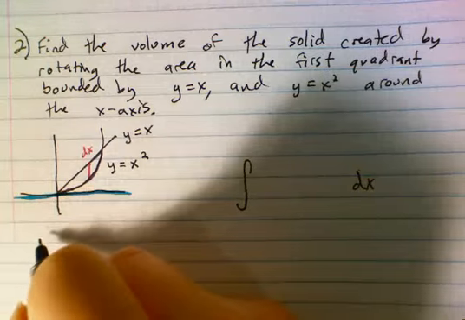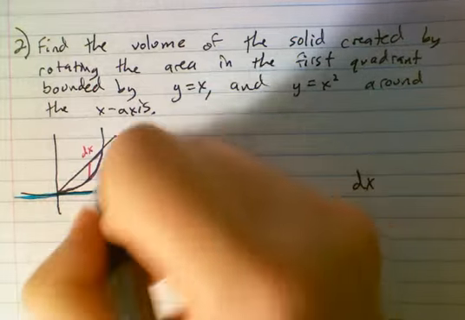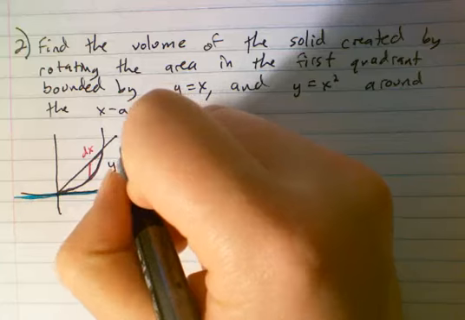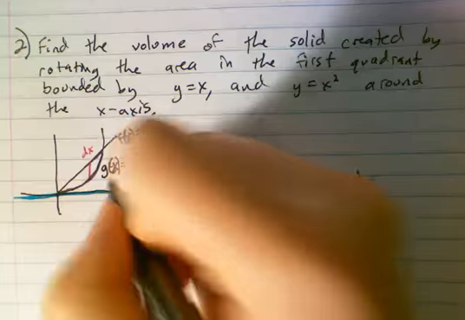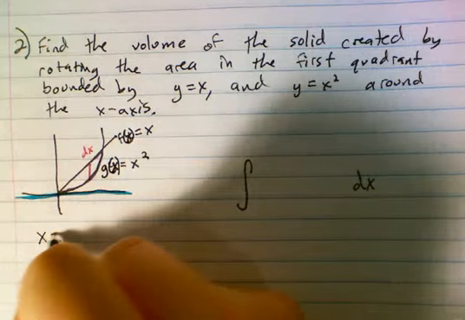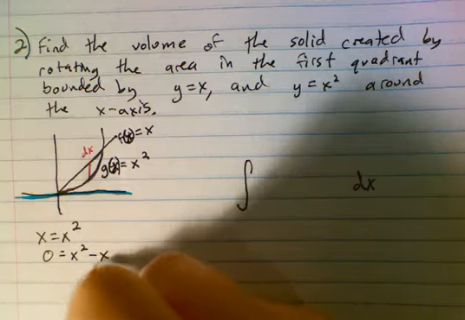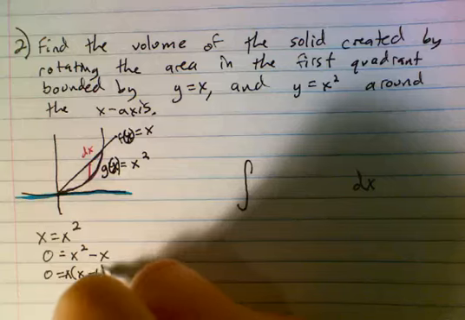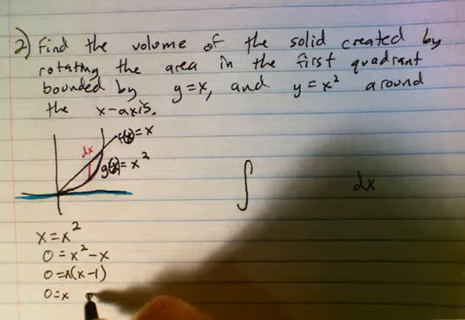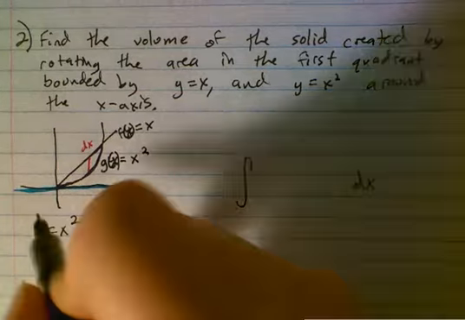We've done this a whole bunch of times, so you might know this already. Let's convert these to f of x and g of x first. So that means x equals x squared, 0 equals x squared minus x. We've done this a bunch of times. x times (x minus 1) equals 0, so x equals 0 and x equals 1. Those are our two bounds.